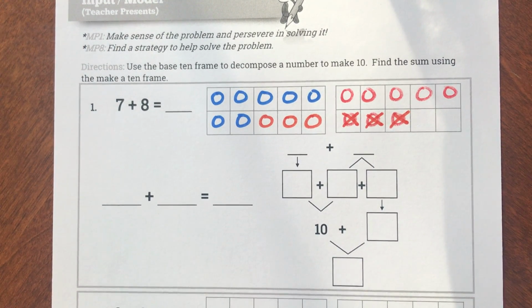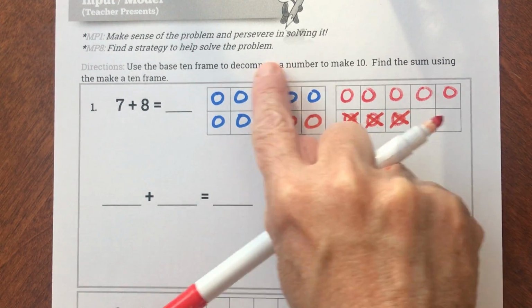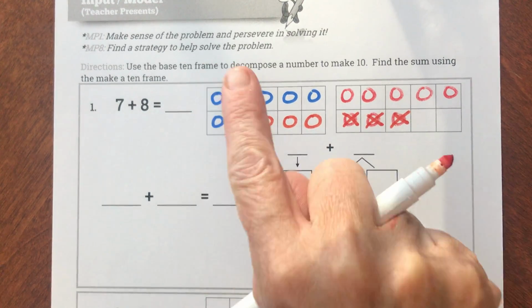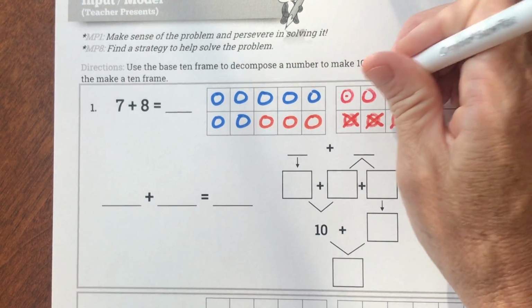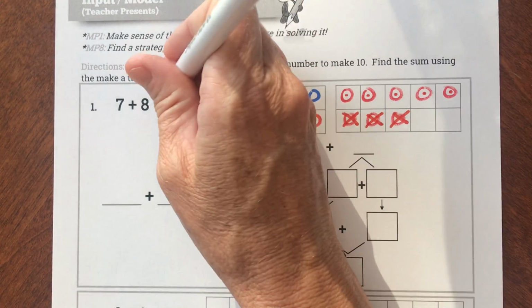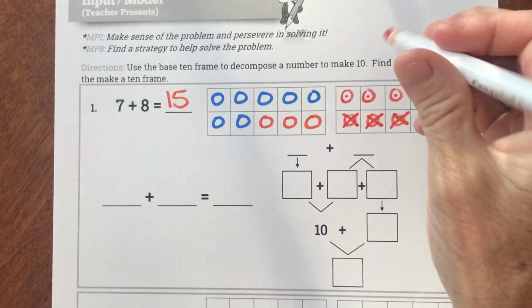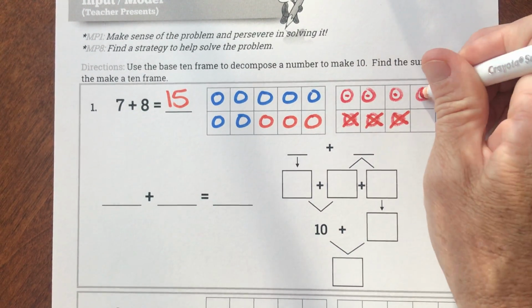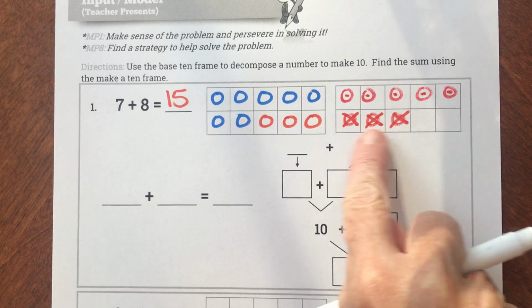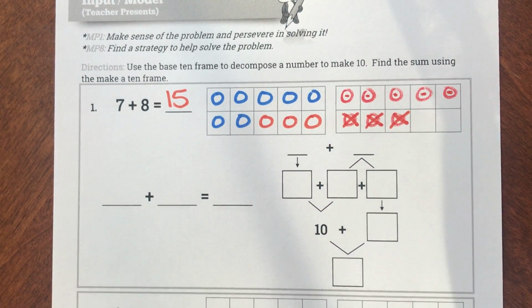Now if I look at my base 10 frame, what do I have? Now I can add, and I'm going to kind of use the counting on strategy. I have a whole base 10 filled up, which means I have 10, 11, 12, 13, 14, 15. That's the counting on strategy. So I had 10, and then I went 11, 12, 13, 14, 15. I didn't count these because they're gone. I moved them over here.